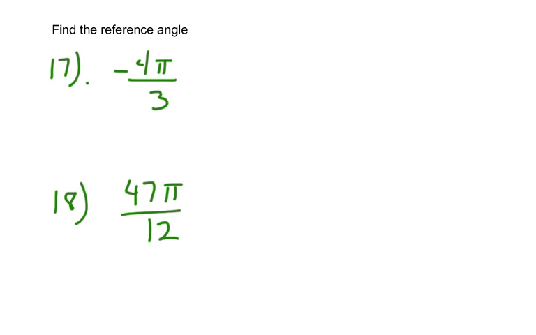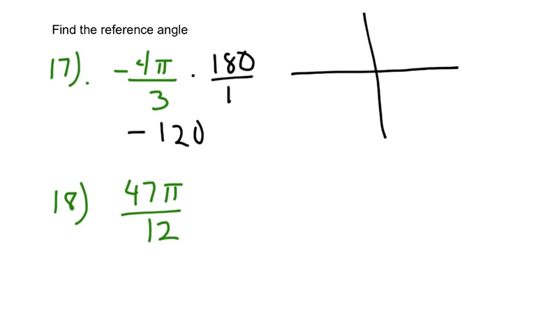Find the reference angle. This was in another video. Basically, if I were to draw negative 4 pi over 3, that is the same as negative 120, I believe. So we're going to go here to negative 120. There it is. We want to find the reference angle. Remember, the reference angle is the positive acute angle. That means it needs to be in quadrant 1.